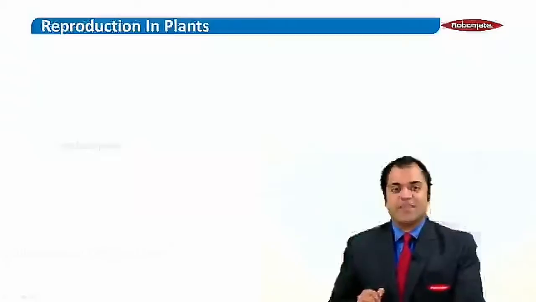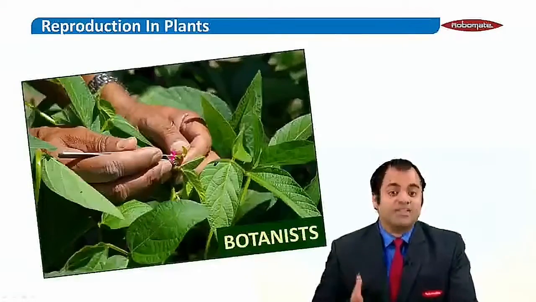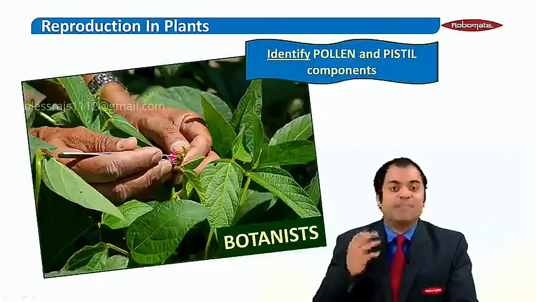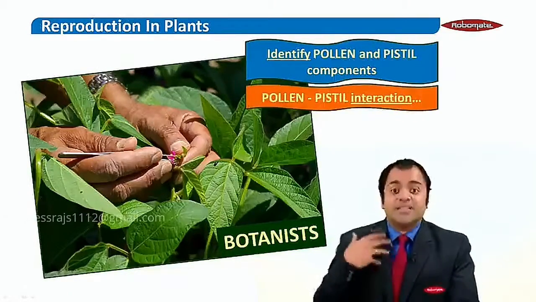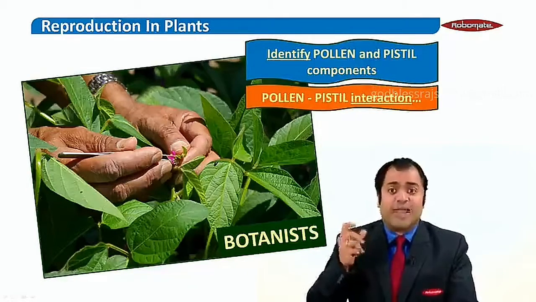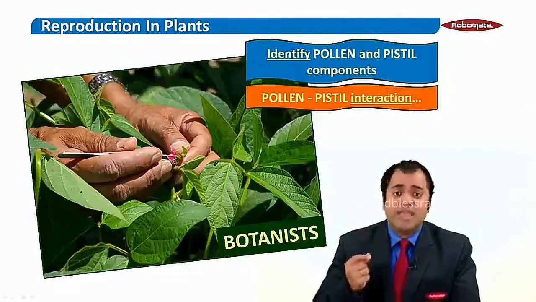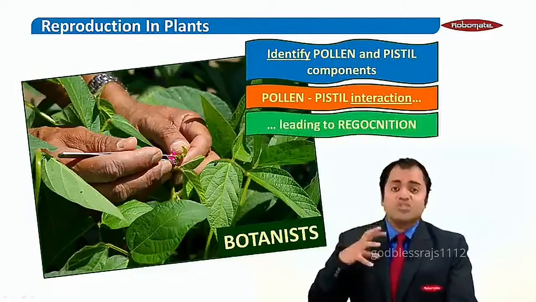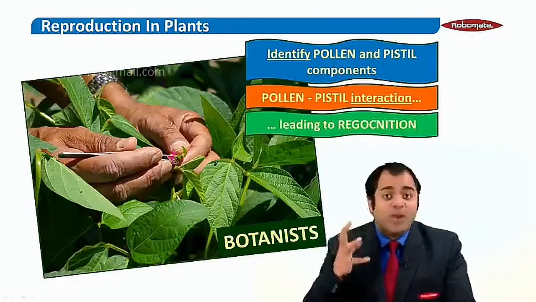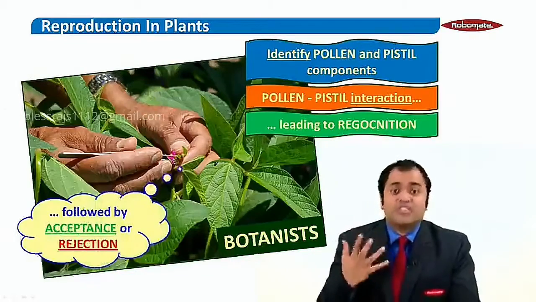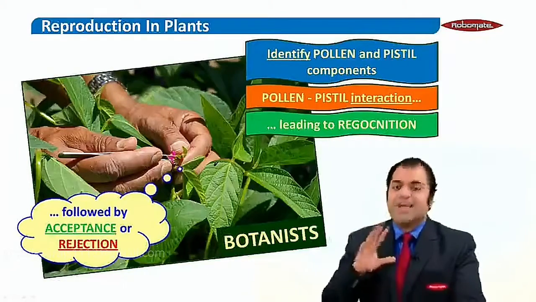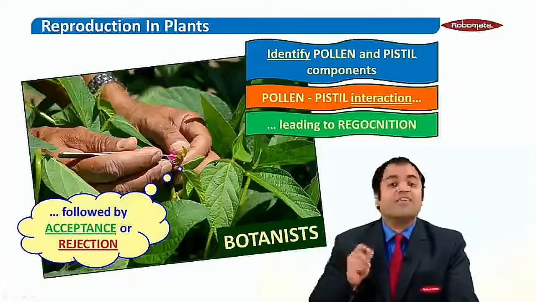Is that okay? Now remember that there are botanists who have identified components of the pollen and the pistil, and they have further explained why pollen and pistil recognition really happens, or why this interaction really happens. Yes, and they have also described that after the pistil has recognized the pollen, what are the events that lead to its acceptance or its rejection? All of this has been identified by the botanists very recently.